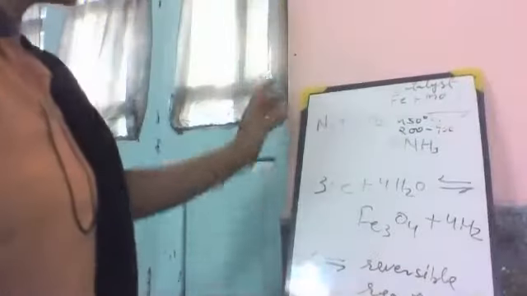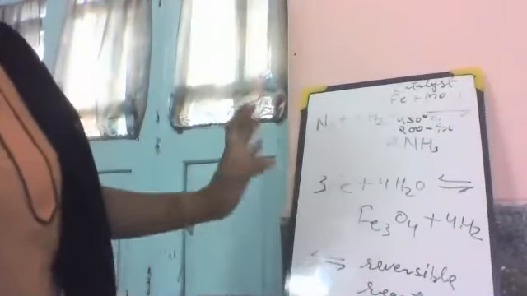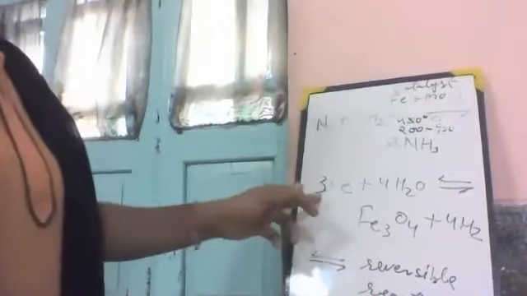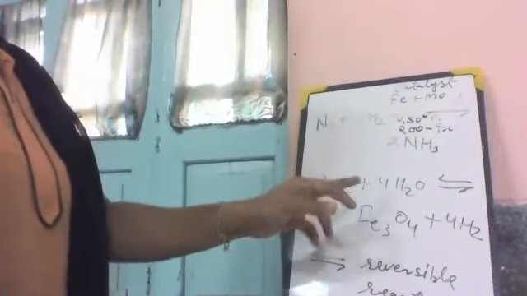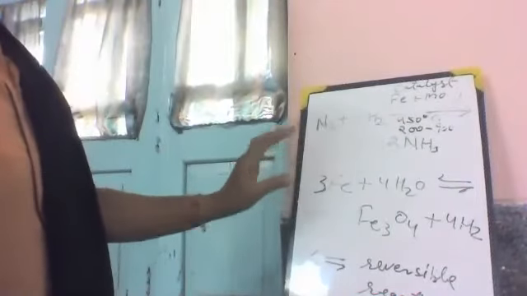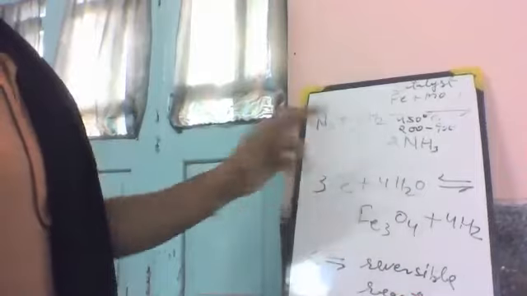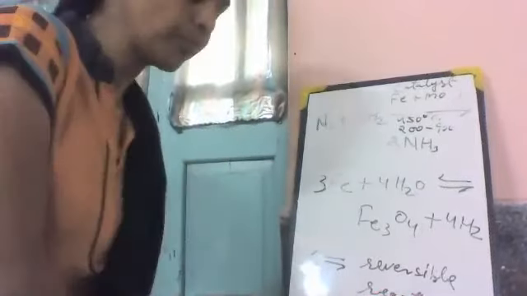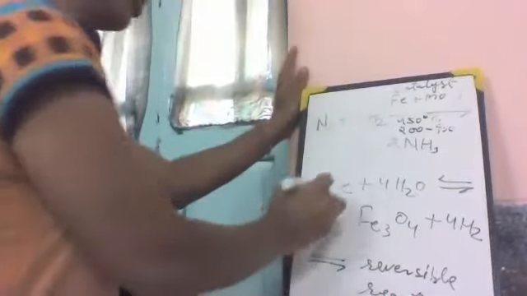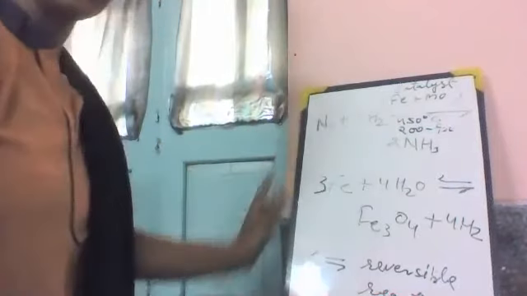It means the products are also forming the reactants, and the reactants react with each other to form products. We can get from this to this, and from this we can get the reactants also. This type of reaction is called a reversible reaction.